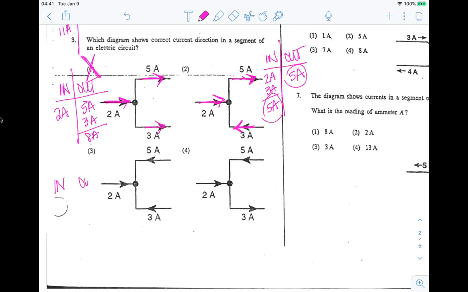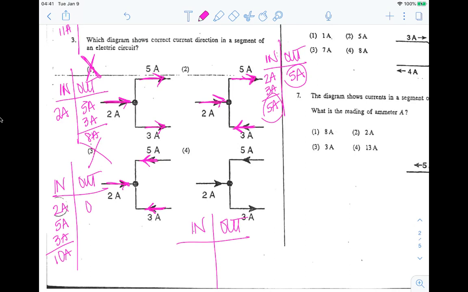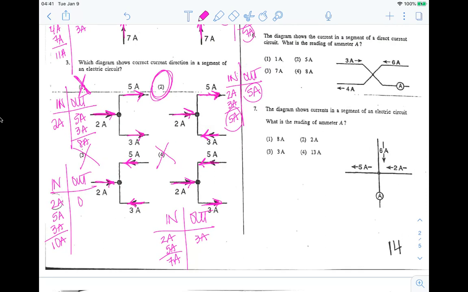So we have in versus out. We have 2 amperes going in, 5 amperes going in, 3 amperes going in. So we have 2, 5, and 3 amperes all going in to give us a total of 10 amperes in, 0 out. Wrong. Lastly, for choice 4, we have 2 amperes going in, 5 amperes going in. That's a total of 7 amperes, and we only have 3 amperes coming out. Obviously, choice 4 is incorrect. Choice 2 should have been our answer.